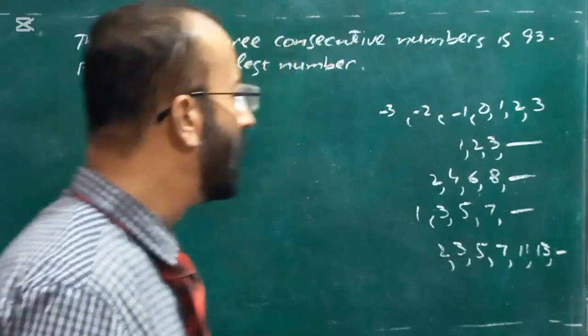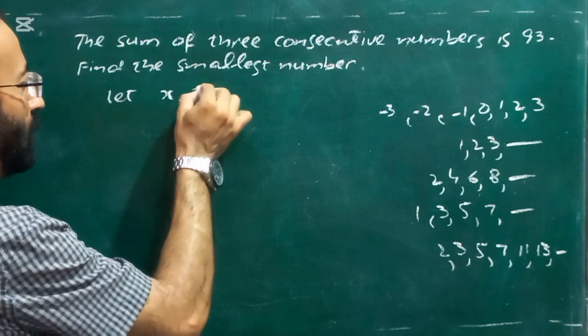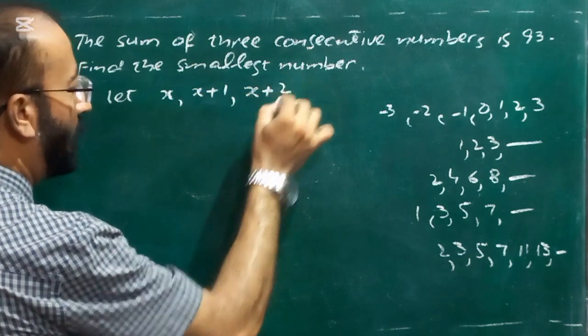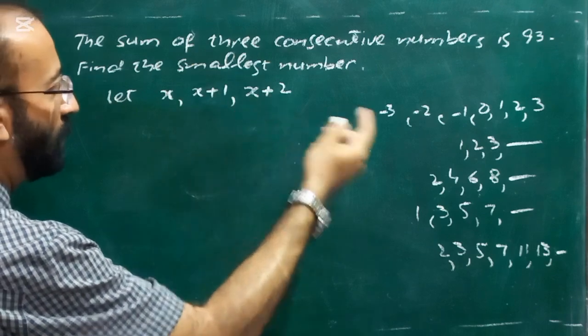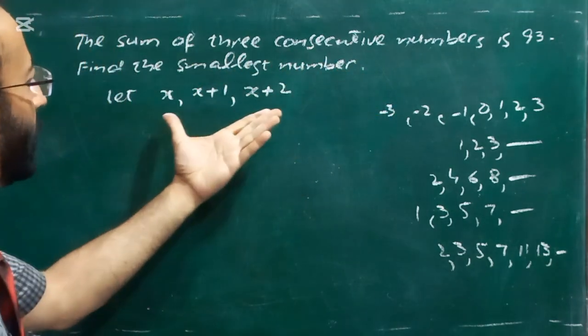These are consecutive numbers. So if the first number is x, the next consecutive number will be x plus 1, and the next one will be x plus 2. So 1, 1, 1 will be added. Like this, these will be consecutive numbers. So we have let these numbers.